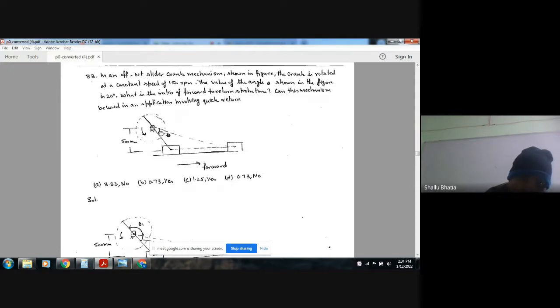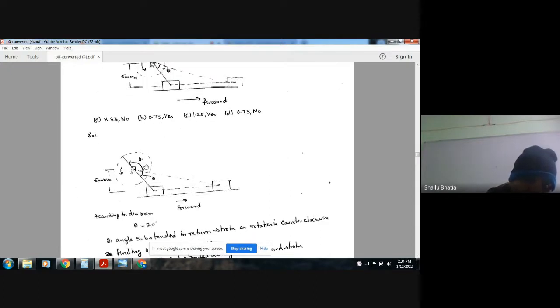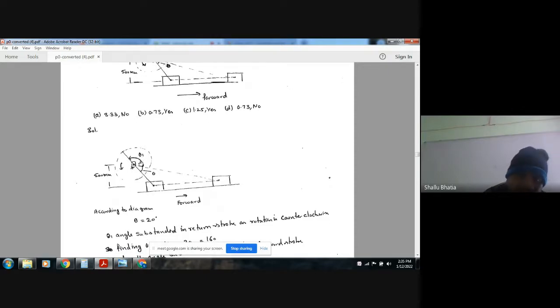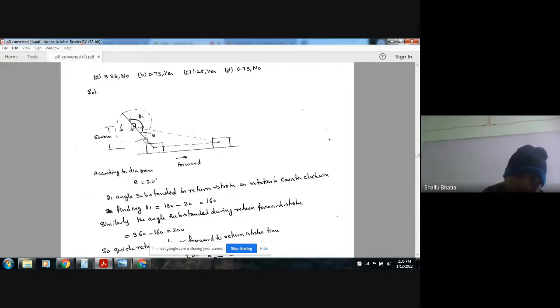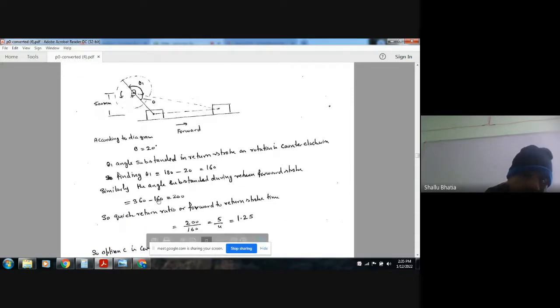So angle theta one will be subtended during the return stroke, and 360 minus theta one will be subtended during the forward stroke. This angle theta is here 20 degrees, so theta one will be 180 minus 20, that is 160. And the angle during the forward stroke will be this angle, 180 plus 20, or we can say 200, or 360 minus 160.